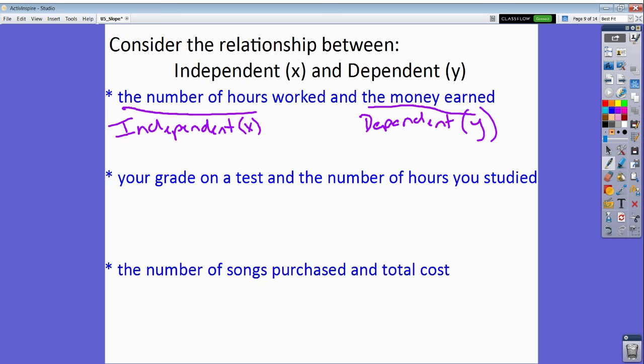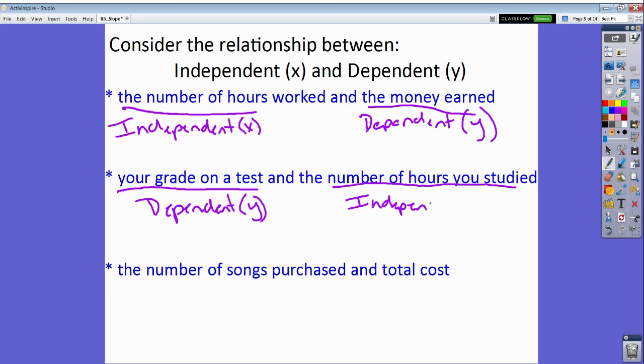So when we go on to the next one, we have your grade on the test and the number of hours you study. And your grade on a test is going to be dependent upon the number of hours you study. So this is going to be our dependent. And remember that is our Y. And the number of hours we studied is going to be our independent. And that is our X.